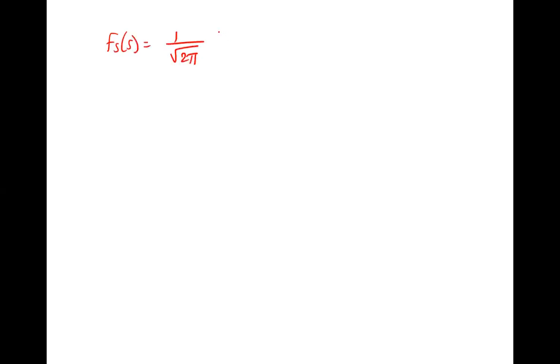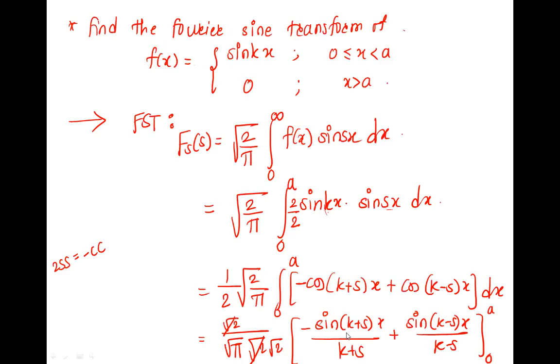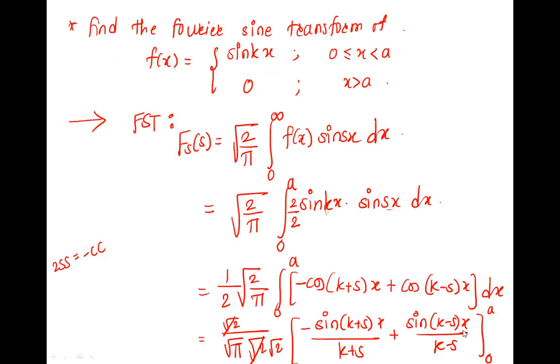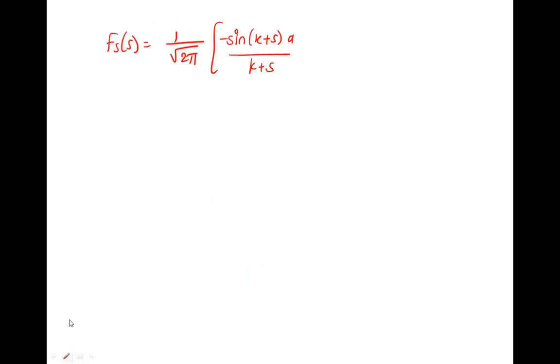So root 2 and root pi together. Okay. So for the upper limit you are writing x as a. So this is minus sine (k plus s)a upon k plus s. Okay, next term. Here also you are writing upper limit a. So plus sine (k minus s) into a upon k minus s.